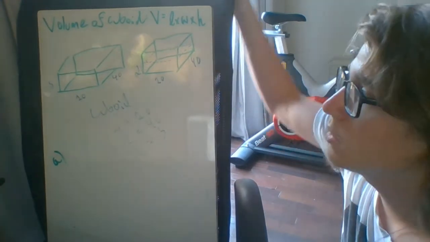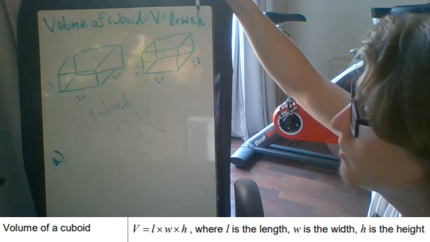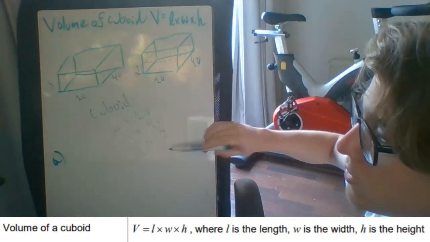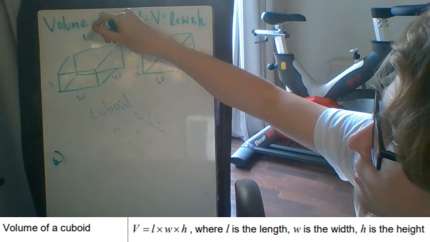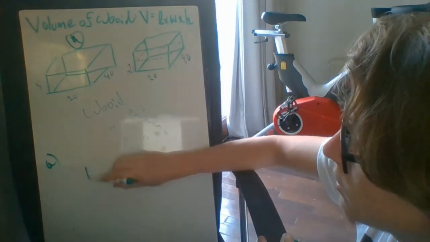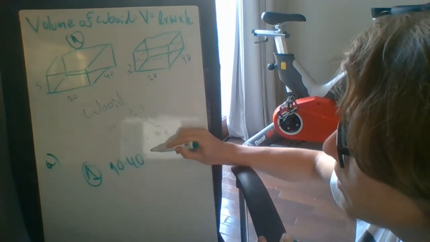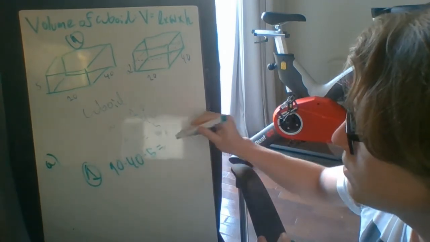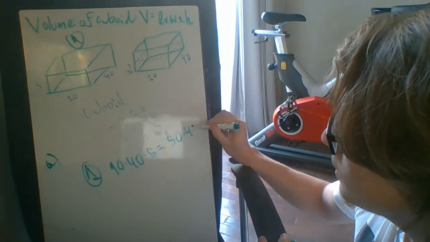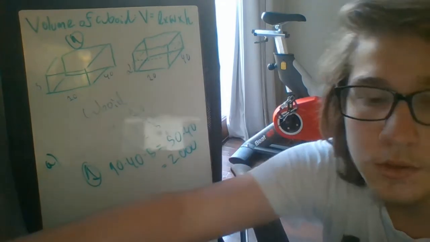First things first, in the blue booklet, they give us that the volume of a cuboid is length times width times height. And they give us all these values. So for the first cuboid, it will be 10 times 40 times 5, which is 50 times 40, which is 2000.